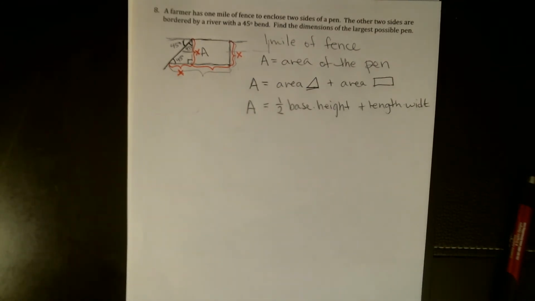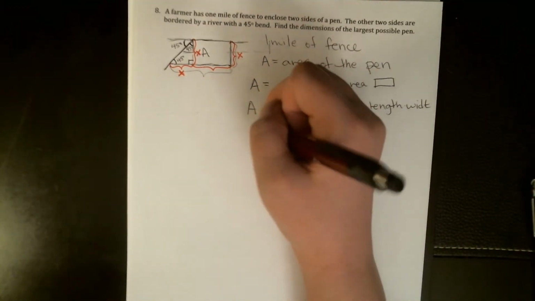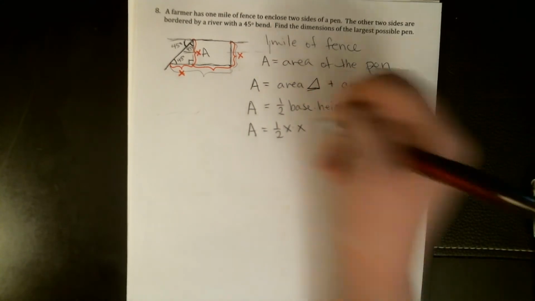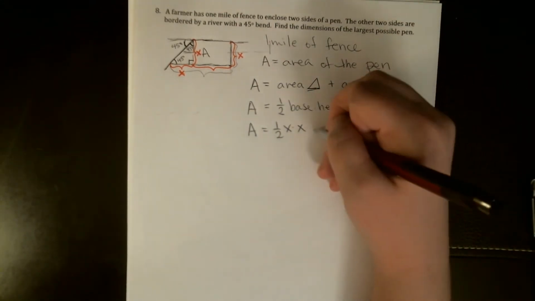Okay, so we only have one thing remaining, so let's go ahead and fill in 1/2 X times X. So we've got the base and the height of the triangle.